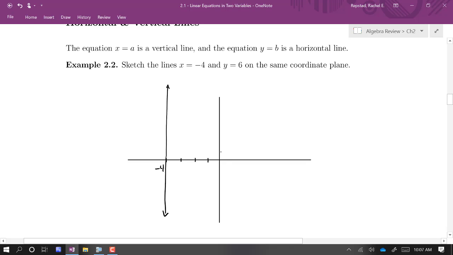y equals 6. That is a line defined in such a way that the y-coordinate of every single point on the line is equal to 6, and that only happens with a horizontal line.